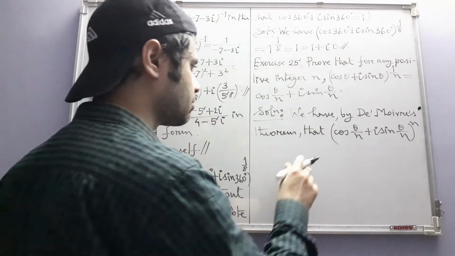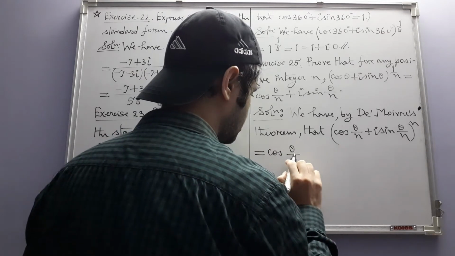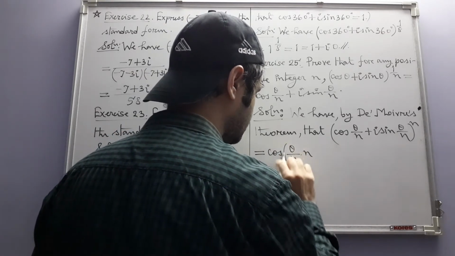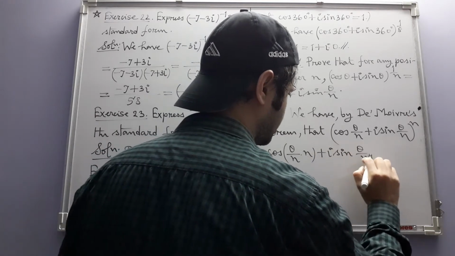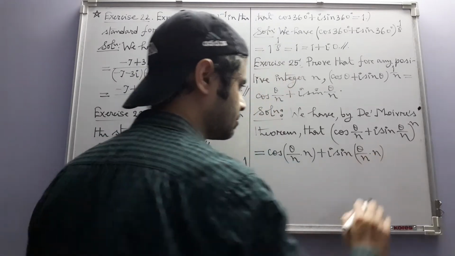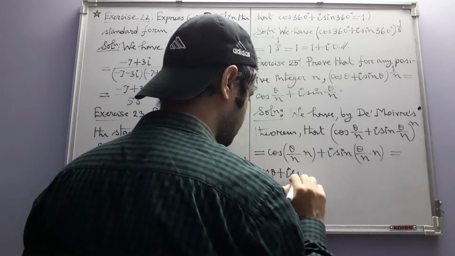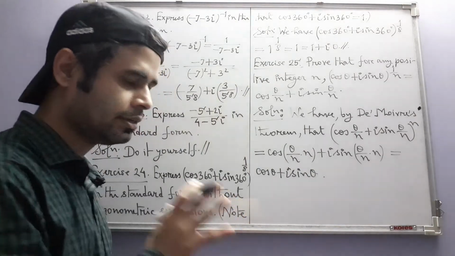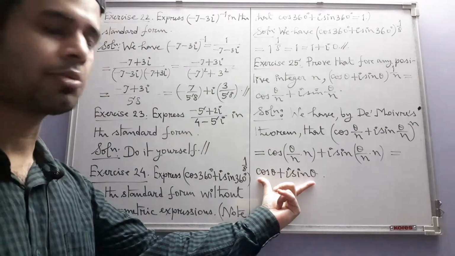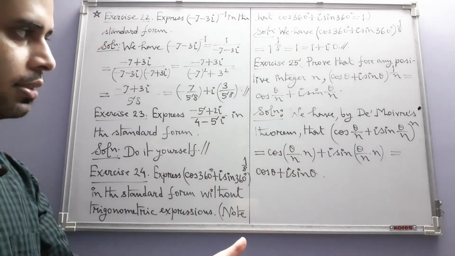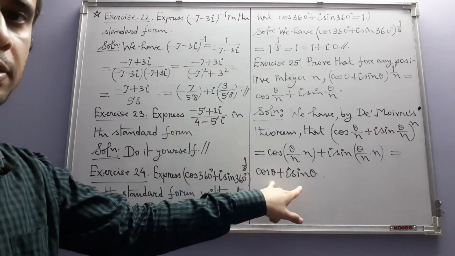N is a positive integer, so we can apply de Moivre's theorem. This is equal to cos (theta by n times n) plus I sin (theta by n times n). So that clearly is equal to cos theta plus I sin theta. It tells us that the nth power of this complex number is equal to cos theta plus I sin theta. So by the definition of nth root, this complex number is an nth root of cos theta plus I sin theta.